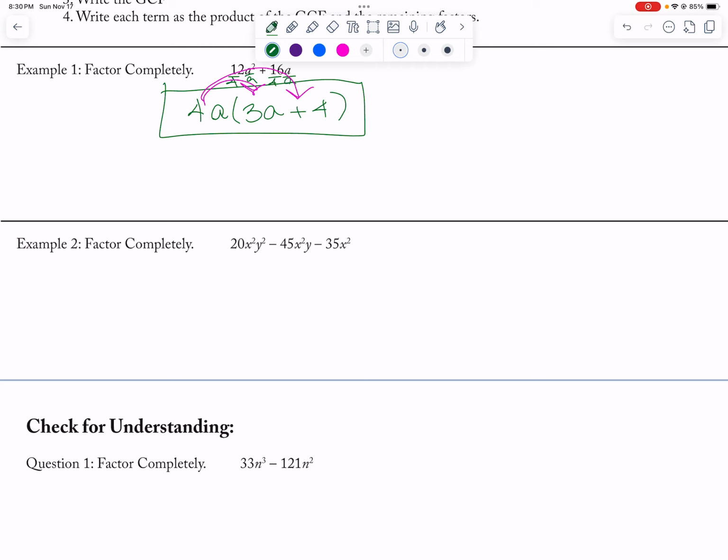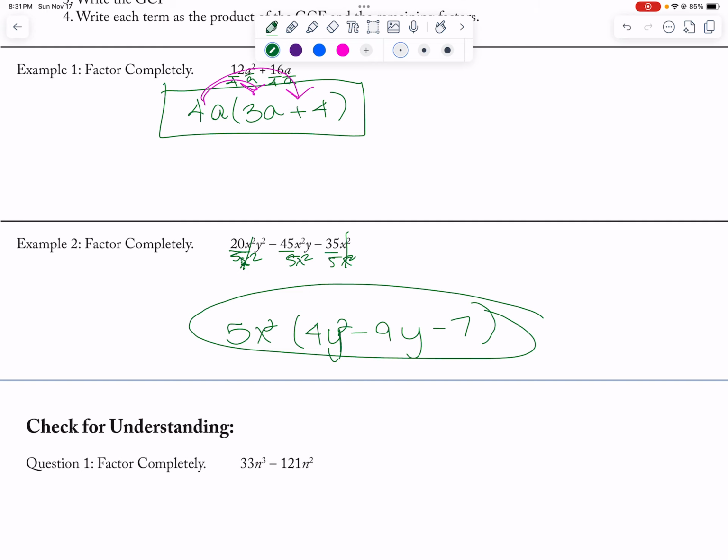Okay. So 5 is in common. So divide by 5. And I'm left with 4 and a 9 and a negative 7. And then x squared. So that leaves me with nothing. That leaves me with a y. And that leaves me with a y squared. Okay? And that is it.